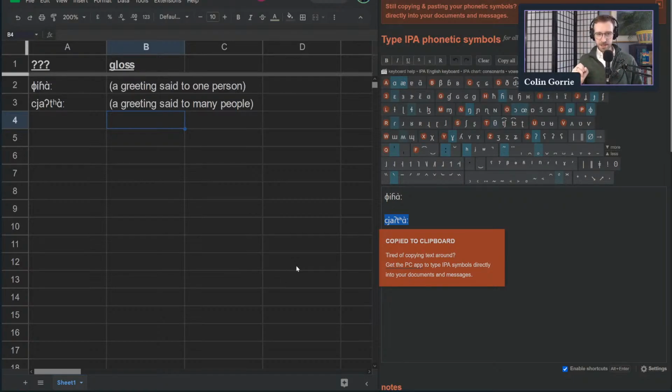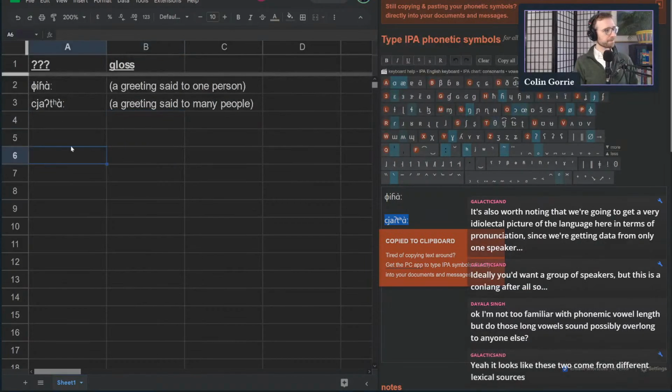Galactic Sand also points out that with one consultant, we're getting one person's idiolect. That's absolutely true. In this case, I don't think we have a much larger community of speakers, given this is a conlang. So, unfortunately, no. But it's true that it's a potential confounding factor if you're only getting information from one person.